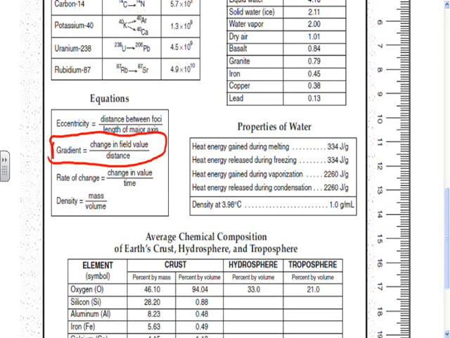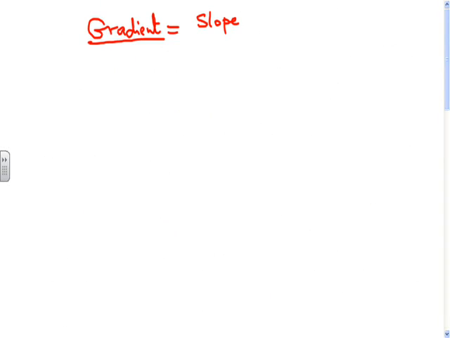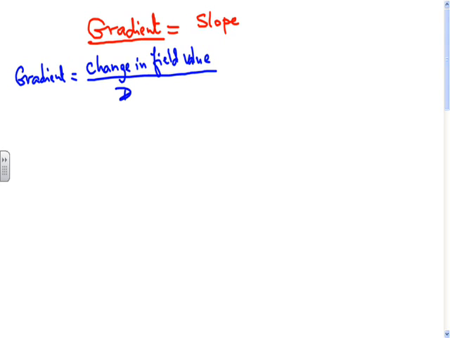This is the formula you have to use for gradient. Gradient equals change in field value divided by distance. So let's write this down here. So gradient equals change in field value divided by distance. Okay, now let's do some practice and see how we find the gradient using this formula.